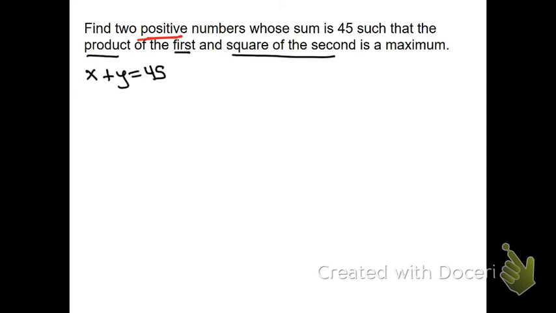Okay. The first, I don't know which one's first or second. I'll just call the first one x. The product of the first and the square of the second is a maximum. I got to give this thing a name. I'm going to call it P for product. Okay? This is the thing we want to maximize. So I'm also going to note, I'm going to eventually look for this. Okay? So the product of the first and the square of the second. And I had to give it a name. Hopefully you were able to set that up on your own.